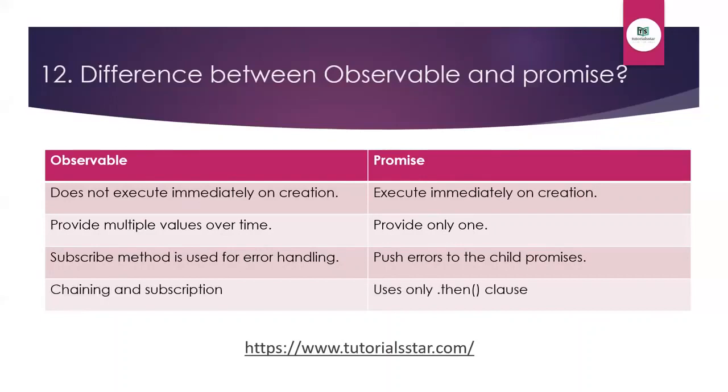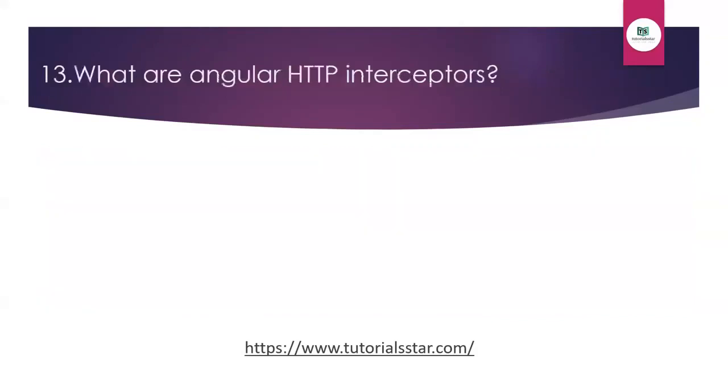Next is the chaining of complex objects. Basically, observable provides chaining and subscription to handle complex applications. We have different operators like map and many other operations available in observable, whereas in a promise we can use only the dot then clause. So this is the basic difference. If you keep this in mind, you will definitely clear this question. Now let's move to the next question.